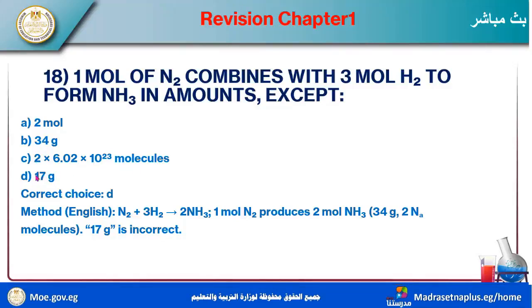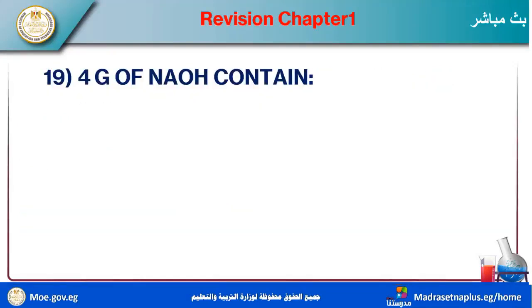This is incorrect. 17 is 1 mole only of NH3, but we have 2 moles of NH3 in the equation. How can I know? Write the equation, and you must balance the equation to ensure that. You must balance it well.